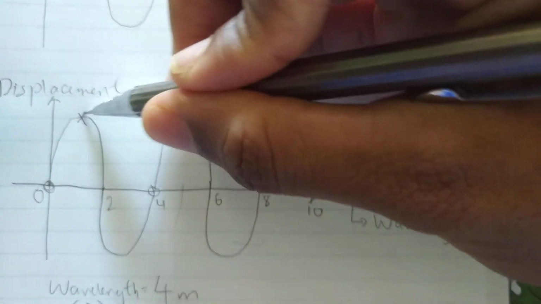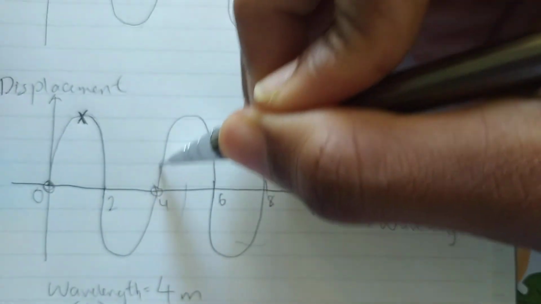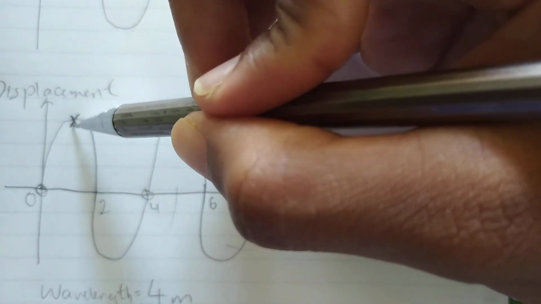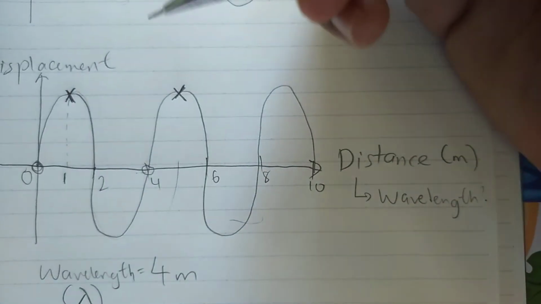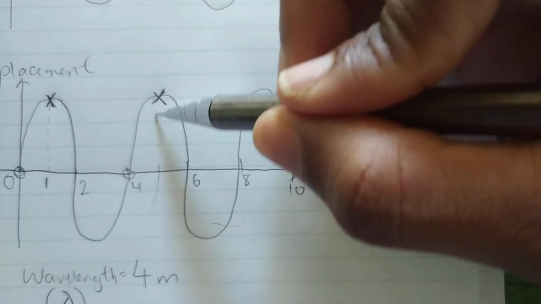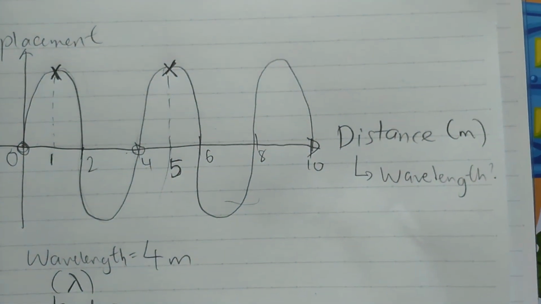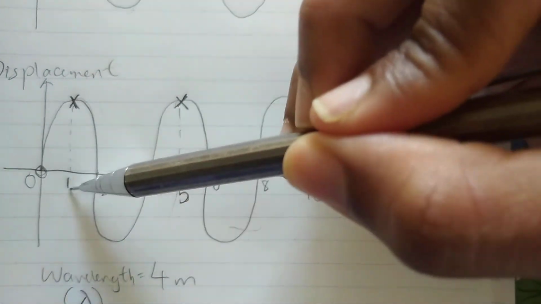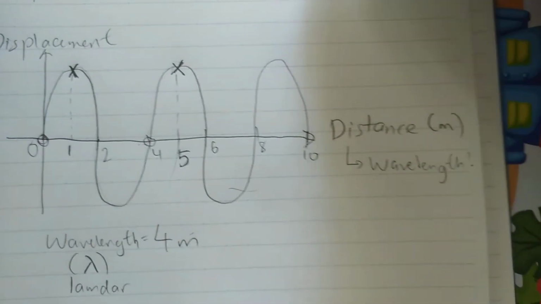Or if you want to choose any other point, say you're starting from here. If I end one cycle, it'll come back up to the next crest. Correct? Now what meter is this? It's between 0 and 2, so it's 1 meter. What about here? It's between 4 and 6, so this is 5 meters. Does my wavelength change? How do I check? 1 meter to 5 meters. What's the difference? 5 minus 1 is 4. It still takes me 4 meters to finish one wave.